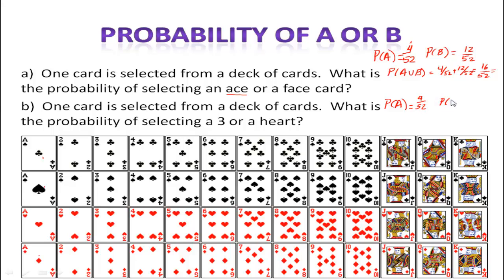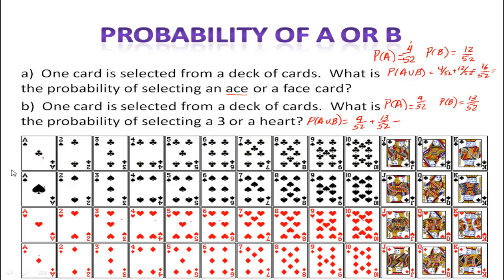The probability of B selecting a heart, that is 13 hearts out of 52, right? I have 13 hearts, 1, 2, 3, 4, 5, 6, 7, 8, 9, 10, 11, 12, 13 hearts. And so the probability of A or B has to be equal to the probability of A, which is 4 out of 52, plus the probability of B, which is 13 out of 52. But notice that I have to subtract the quantities that I'm counting twice. And which one is that?